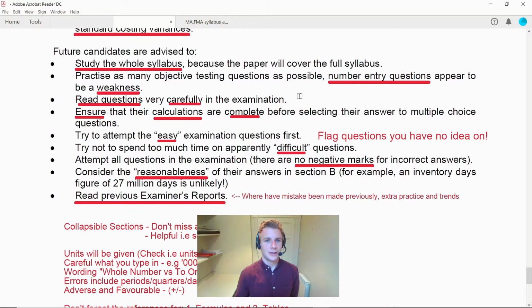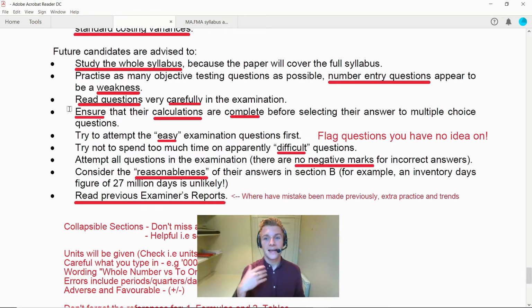And finally, but not least, future candidates. Like the ones listening in now. Oh, this will be good. I think keep your hand going on this one. Future candidates are advised to study the whole syllabus, as I stated in my best ways to pass this exam, because the paper can consider the full lot. So it's not as if you can miss out one of the areas. It is paramount you cover all of them. They can test you on anything. Practice as many test questions as possible. That is a gimme. If you've watched any videos on my channel, that is an absolute must. The more past paper practice questions you do, the better.